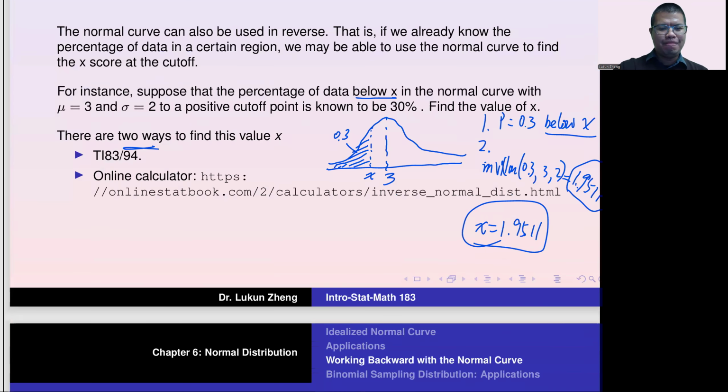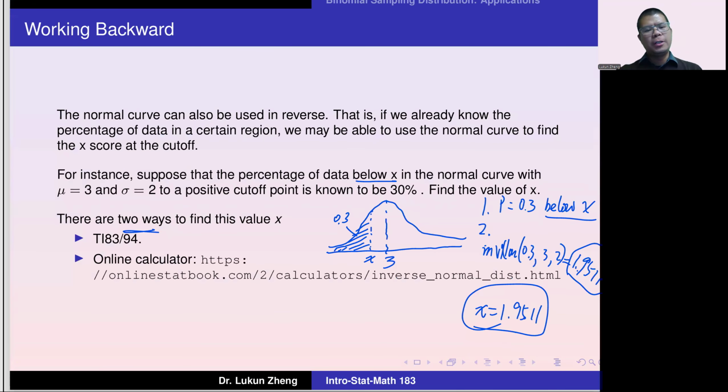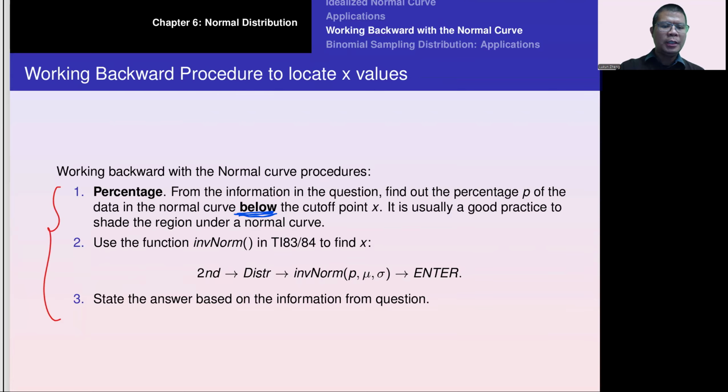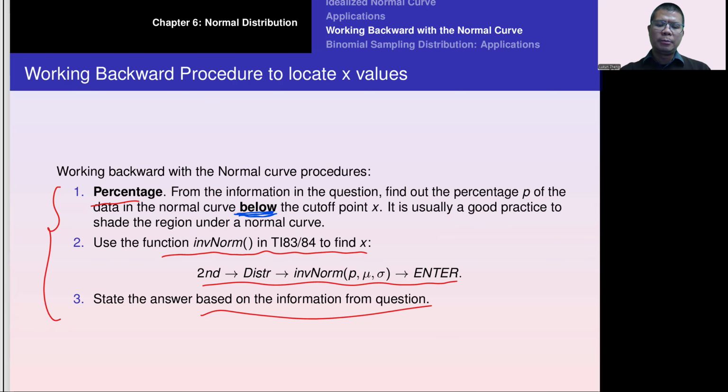Anyway, a normal curve. So how do we do that? Here is the procedure. Step 1: given the information, find the area below the cutoff value, the percentage below the cutoff point. Then use the invNorm function to find this. Enter mu and sigma, and state your answer based on the question.